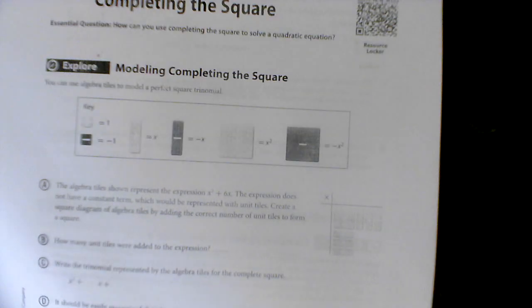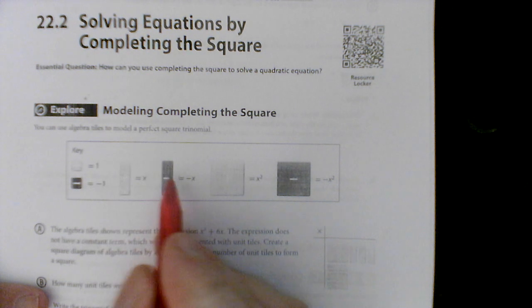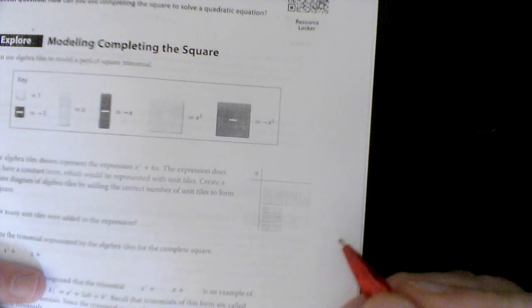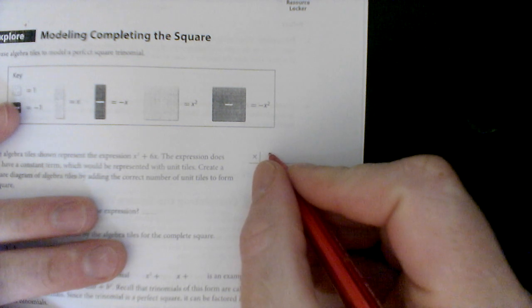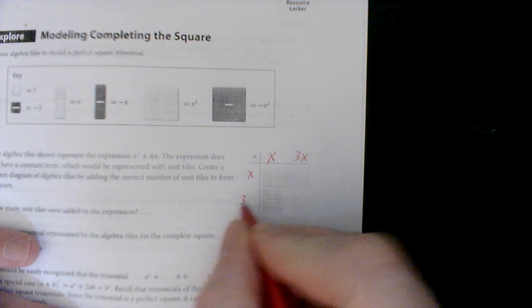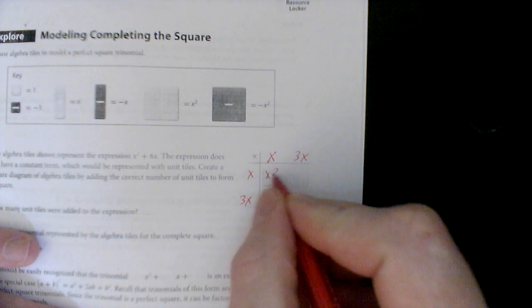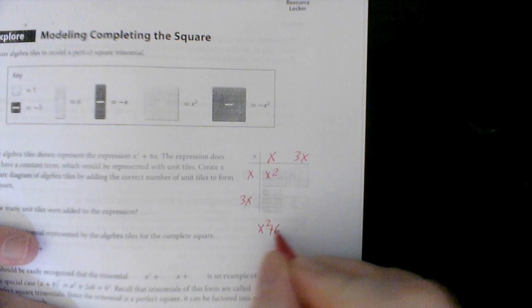Alright, this is 22.2, solving equations by completing the square. You've seen this model before, right? All the dark ones are negatives. We've got 1, x, x squared, negative 1, negative x squared. What they've done is create an equation where we've got an x here and 3 x's over here, for a total of x squared, and 3x and 3x is 6x. I'm going to write it down here: x squared plus 6x.